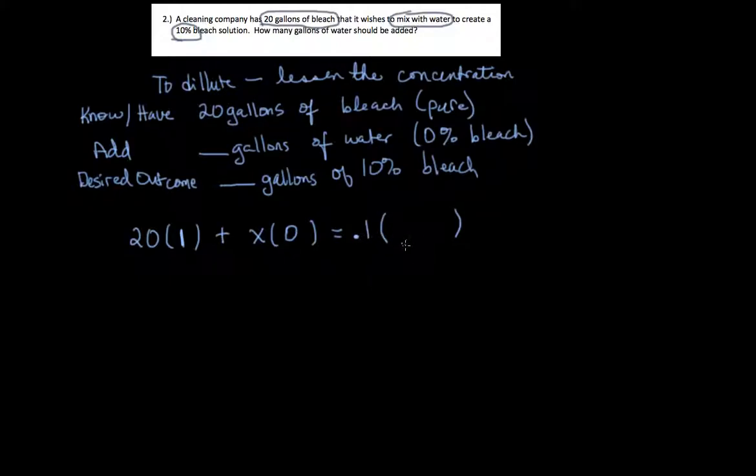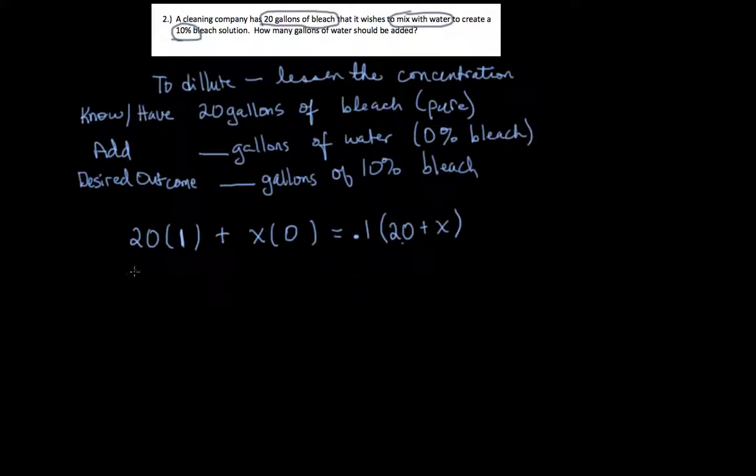And remember, on our right hand side, it's always the percent solution times the quantity we have. So in this case, we'll have 20 gallons of bleach mixed with some unknown number of gallons of water, and that will create our desired result.